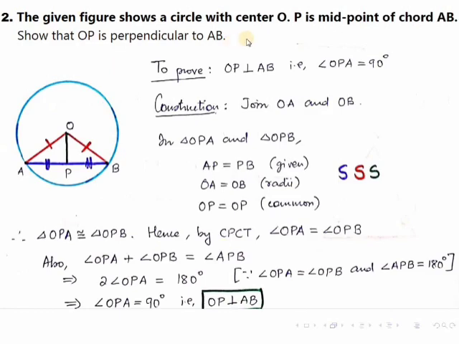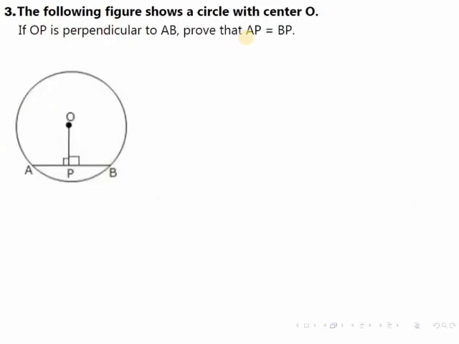All right, so you may pause the video and note down your solution. Right, so we have got a similar kind of question here. The question says, the following figure shows a circle with center O. Now in this case it is not given that AP is equal to PB. In the earlier question it was given that AP is equal to PB, but this time it is not given. It is given that OP is perpendicular to AB. Now you need to prove that AP is equal to BP.